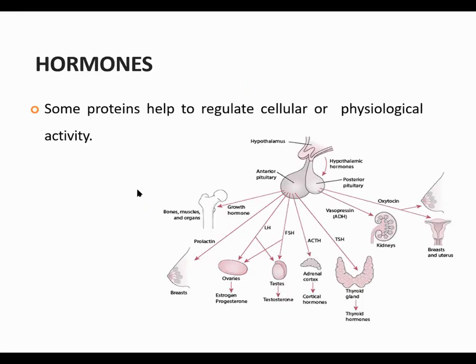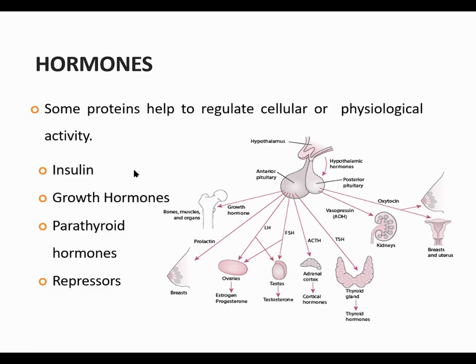Another function is hormones. Some proteins help to regulate cellular and physiological activity. You have there the pituitary gland. Examples of that one are insulin, growth hormone, parathyroid hormones, and also repressors. So that is for the biological function of proteins.